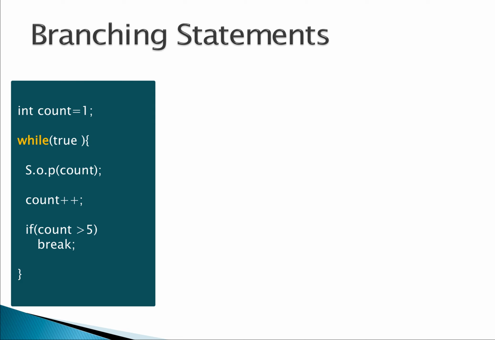So 2 will be printed with system.out.println, and then count will be incremented to 3, and once it gets incremented, you are going to check again 3 greater than 5, which is false. So again the while loop is executed, 3 will be printed, it becomes 4, 4 will be printed, it becomes 5, 5 greater than 5 is again false, so 5 will be printed, and count becomes 6. 6 greater than 5 is true.